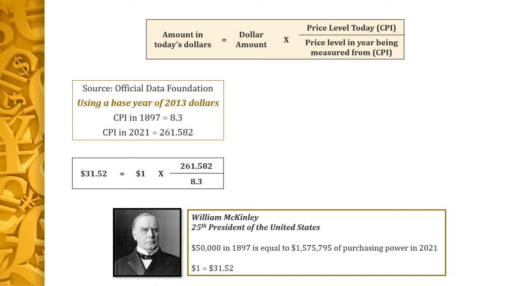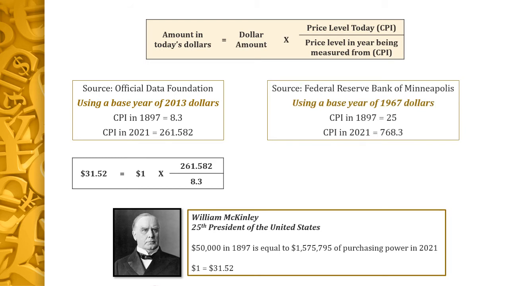But what if we use a different data source? In this case, I went to the Federal Reserve Bank of Minneapolis. Now, notice that they're using their base year of 1967 versus 2013, and their CPIs are different. They're different because their base years are different. And we saw when we looked at the presidents that the closer we got to the current year, the smaller the CPI. So because we're using 2013 here, we see some real differences. But how much is that really different when we put it into the formula?